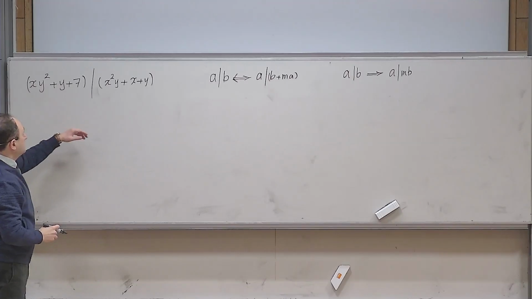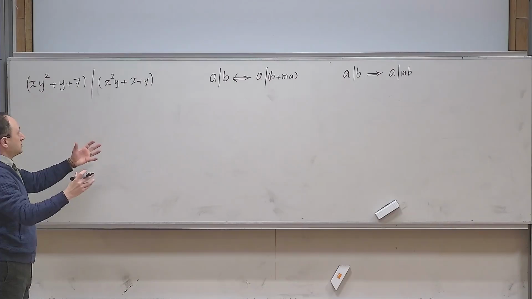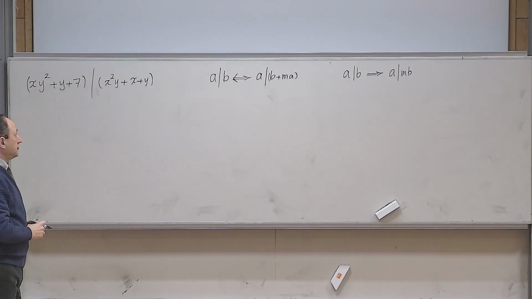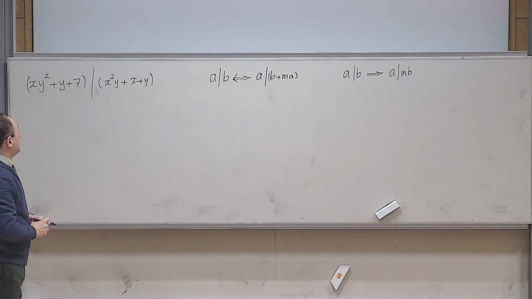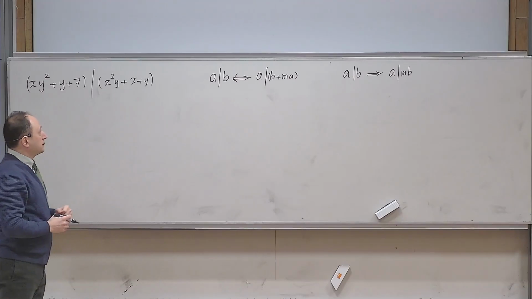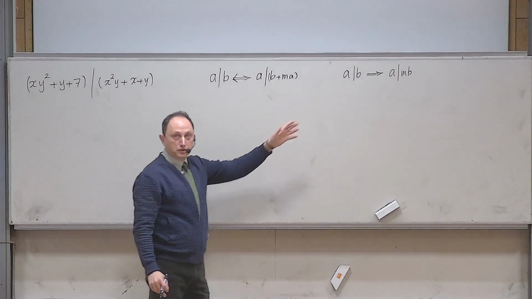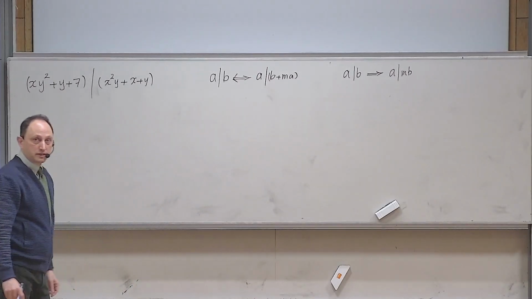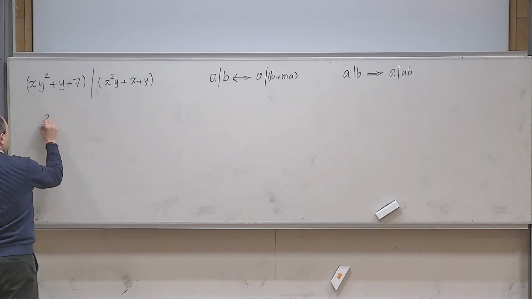What I want to do, first of all, is get rid of this combination in which x and y are interconnected. This is xy squared, this is x squared y. So I will first multiply the right-hand side only by y, using this second theorem that allows me to multiply the right-hand side of a divisibility relation by any integer. You will see why this is beneficial.